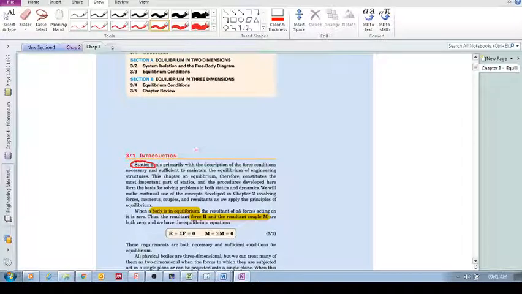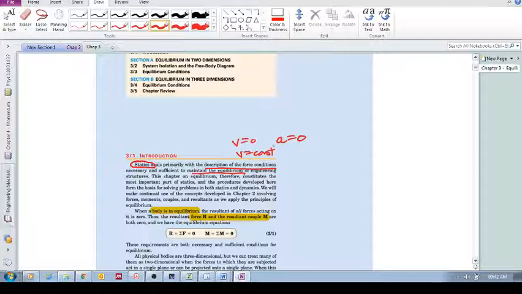Now, what is statics? Well, we've probably described it in the earlier chapters, but it deals with the description of the force conditions necessary and sufficient to maintain the equilibrium of engineering structures. Okay? So what does equilibrium mean? It means that there is no acceleration. Either the velocity is zero, or the velocity is constant. Right, the acceleration is zero.